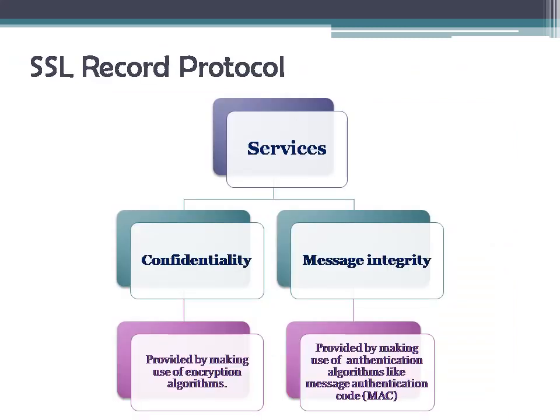Let us now look at the SSL record protocol. Coming to the services provided by the SSL record protocol, it provides two types of services, namely confidentiality and message integrity. The confidentiality service is provided by making use of encryption algorithms, and message integrity is provided by making use of authentication algorithms like message authentication code, or MAC.